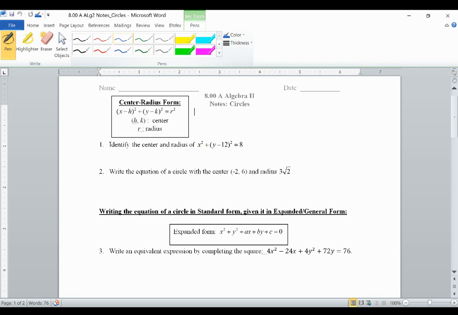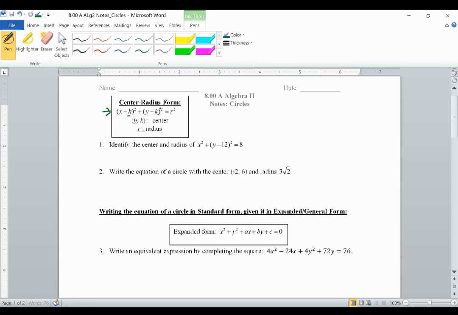Today is 8.00a Algebra 2 notes. It's on circles, and it should be a review for you guys from geometry when you talked about circles. So real quick, let's just do a review of our standard form for a circle, which is given right here. (x - h)^2 + (y - k)^2 = r^2.